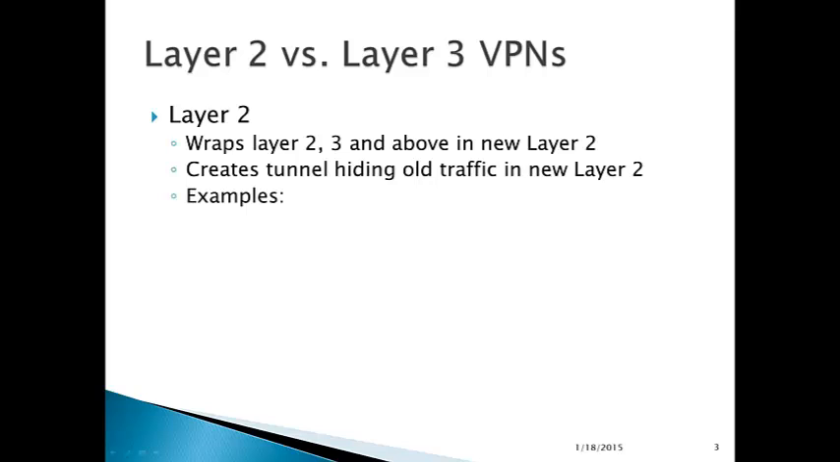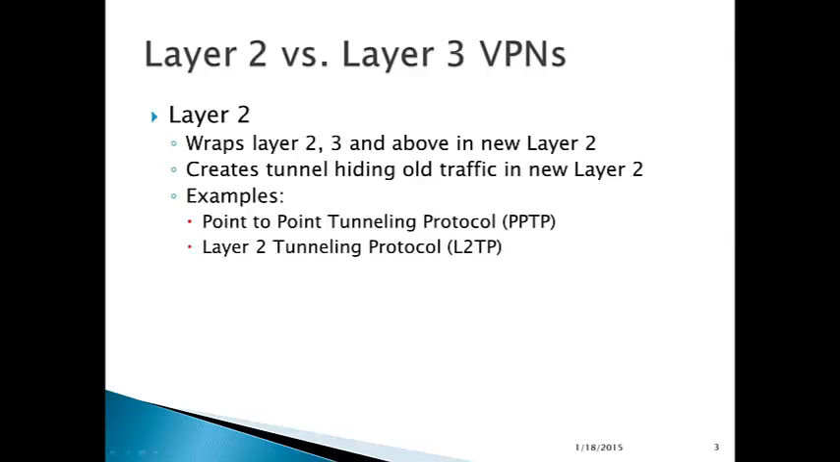and then it wraps it in a layer 3 above that, in an IP layer, and sends it across the internet. Examples of layer 2 VPNs include Point-to-Point Tunneling Protocol, PPTP, which was developed and promulgated by Microsoft, or Layer 2 Tunneling Protocol, L2TP, which was developed by Cisco.